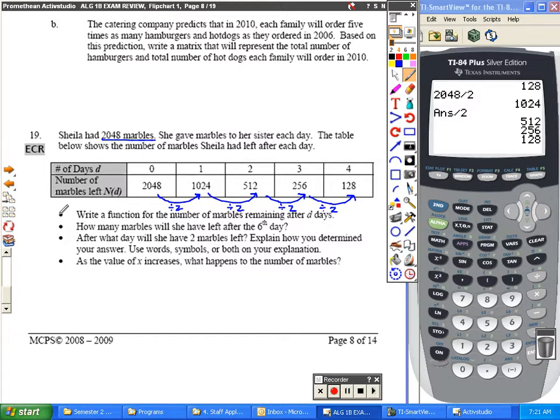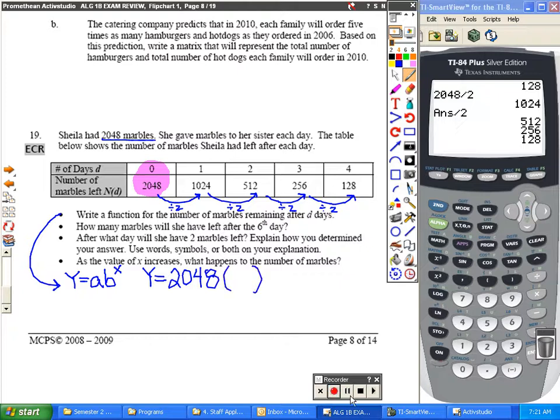Because this is exponential, it looks like this: y equals a b to the x. What I mean by that is y equals the starting value. Your starting value is just the number you start with, the initial value. So your first number is 2,048. Now the b value is the rate of change, what's happening every time.